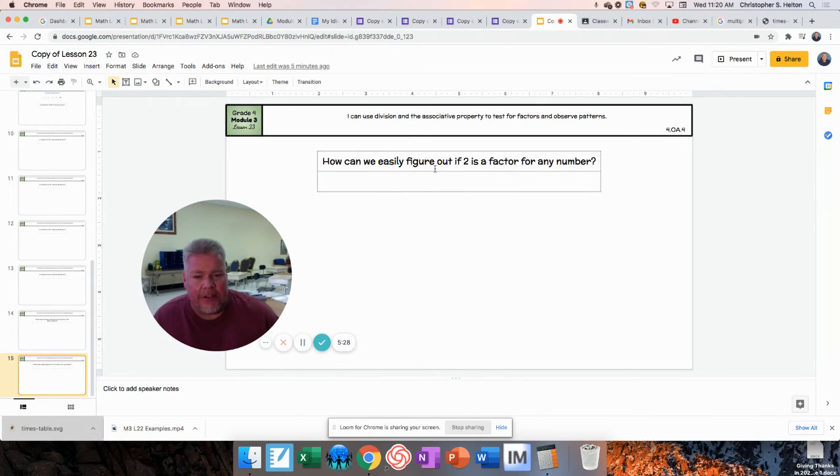How can we easily figure out if 2 is a factor for any number? Well, 2 is an even number. And if the number you're looking at is even, then 2 will always be a factor for that number. So pick whatever number. 136. It ends in a 6, and 6 is an even number, so 2 would be a factor of 136. So if that number is an even number, then one of its factors is 2.